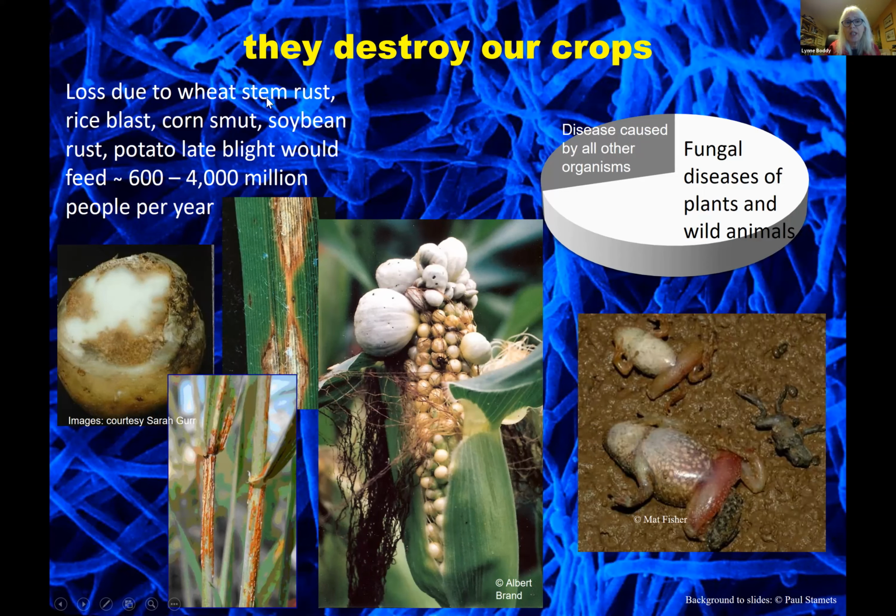plant pathogens, which are wheat stem rust, rice blast, corn smut, soybean rust, and potato late blight. I should say that potato late blight is not caused by a fungus, but by a fungus-like organism, something a bit like fungi, but it isn't a fungus. Anyway, these diseases cause enough loss of crops, which would feed something like between 600 million and 4,000 million people every year. So fungi as pathogens, killers of plants, are important from a human perspective.